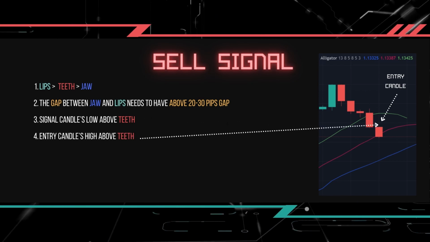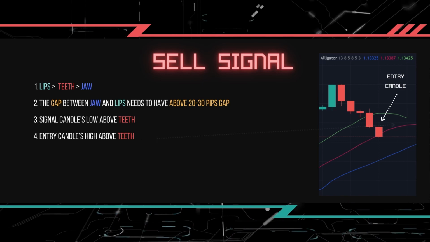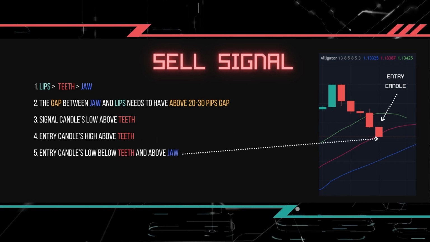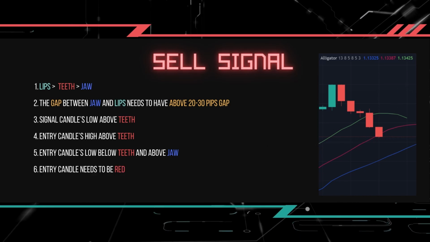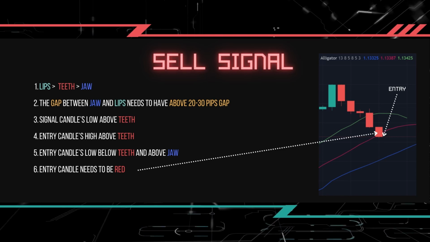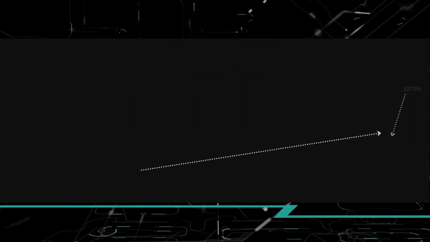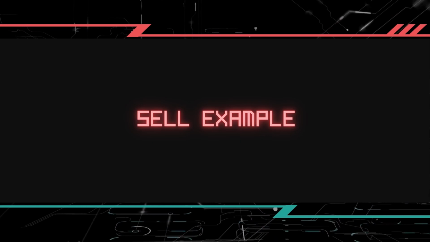Fourth, the entry candle's high needs to be above alligator's teeth. Fifth, the entry candle's low needs to be below alligator's teeth and above its jaw. Lastly, the entry candle needs to be red to show that the bear is coming and price will be going downwards. We have also prepared some sell examples for you to be familiar with the strategy.